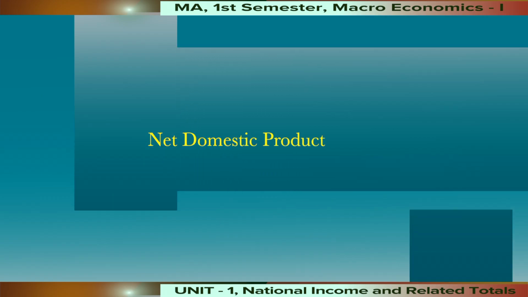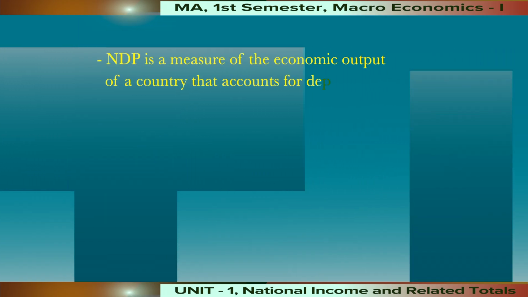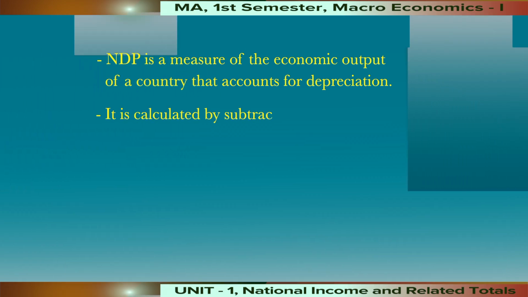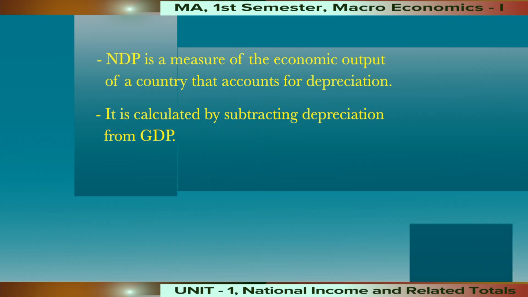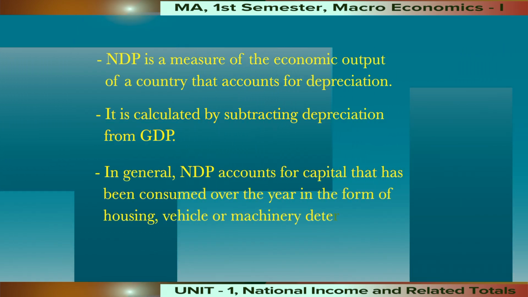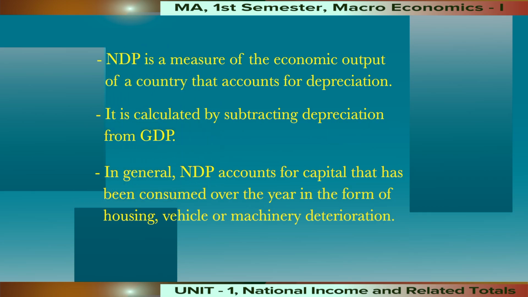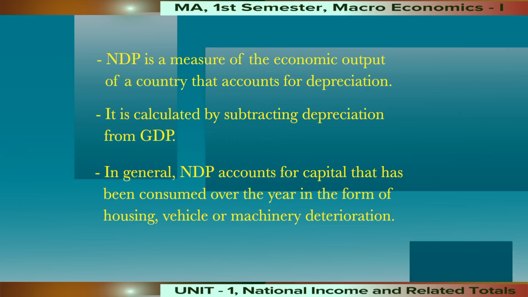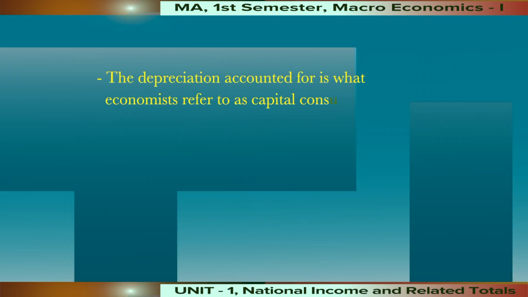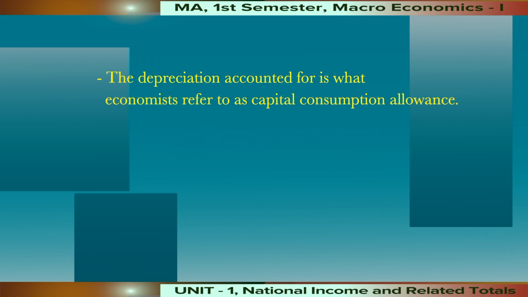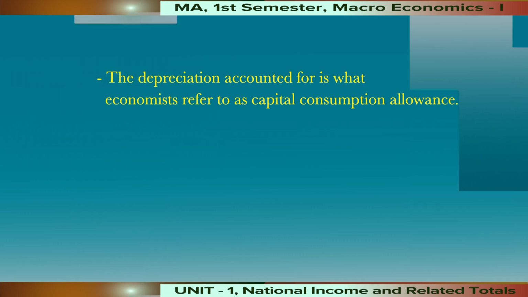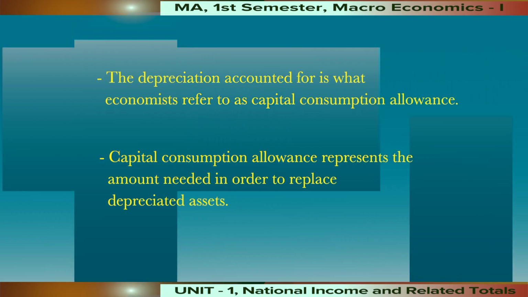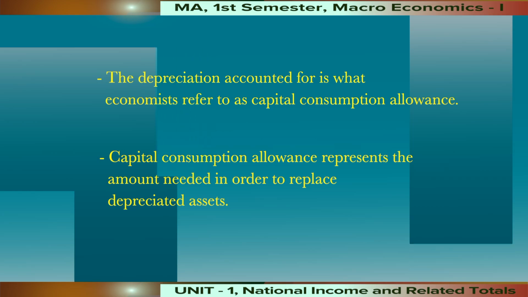Net domestic product. Net domestic product is a measure of the economic output of a country that accounts for depreciation. It is calculated by subtracting depreciation from GDP. In general, NDP accounts for capital that has been consumed over the year in the form of housing, vehicle, or machinery deterioration. The depreciation accounted for is what economists refer to as capital consumption allowance. Thus, capital consumption allowance represents the amount needed in order to replace depreciated assets.